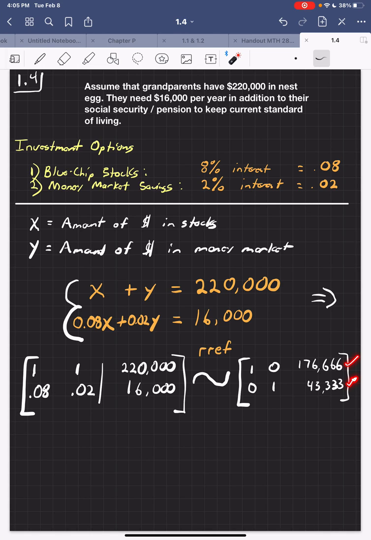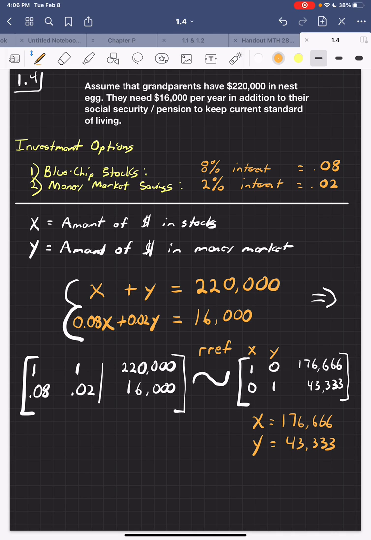So what have we just figured out, right? Because your grandparents have watched you do some math on a paper, and now you want to be able to turn to them and answer the question that they asked. How much must I place in stocks, and how much should I place in money market so that I get 16,000 extra in income per year? And since the columns translate into variables, this first column deals with the x variable. So 1, meaning 1x, we just figured out that x should equal $176,666.